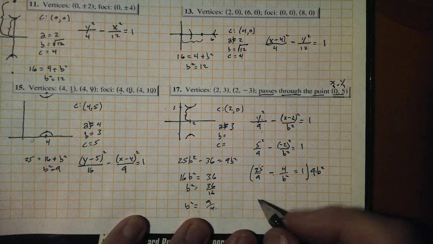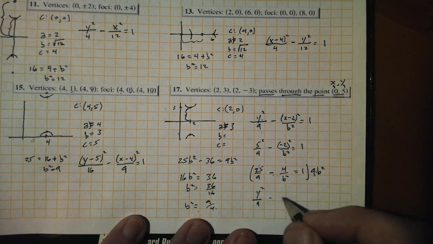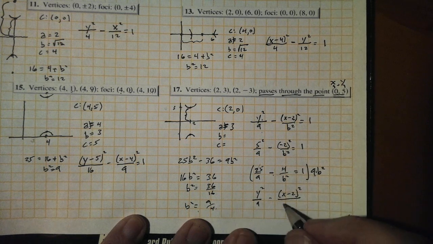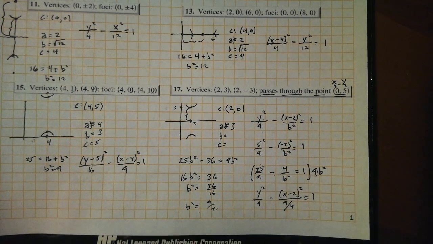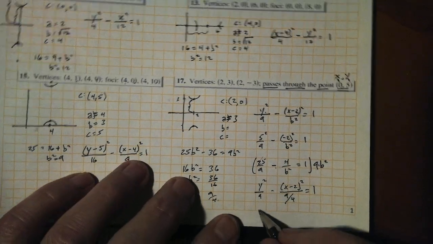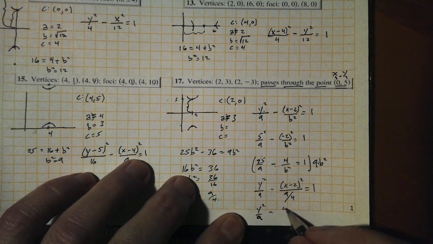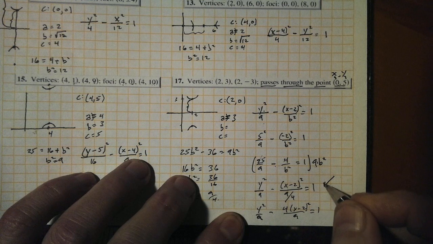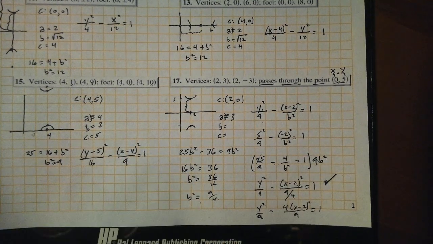There we go. Okay, so we end up with y squared on 9 minus x minus 2 squared on B squared, 9 fourths, equals 1. Now you may see this, the back of the book might have this, our solution guide might have this as 4 times x minus 2 squared on 9 equals 1. I kind of prefer this. I would accept either, but this really tells more of the story about the hyperbola.